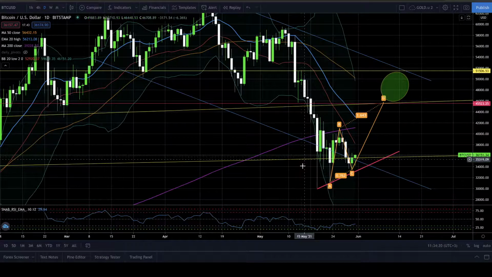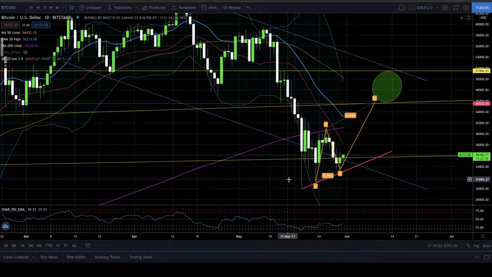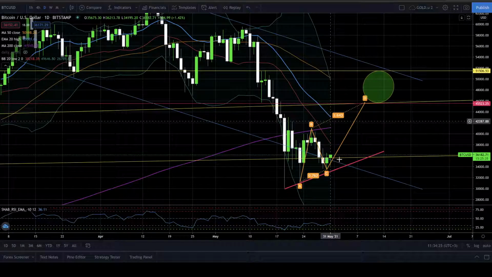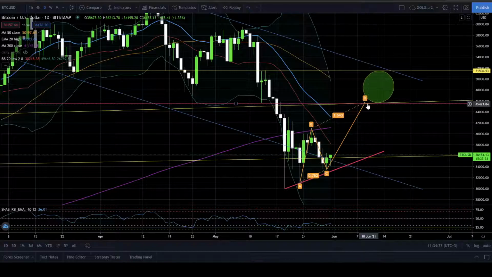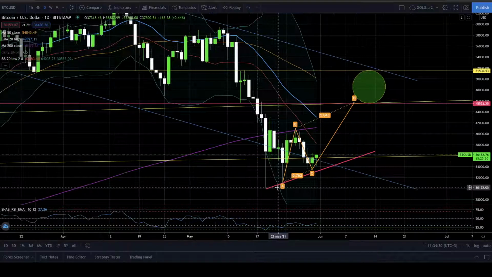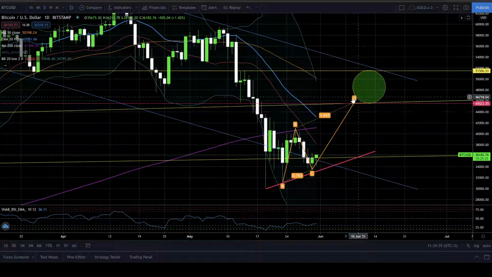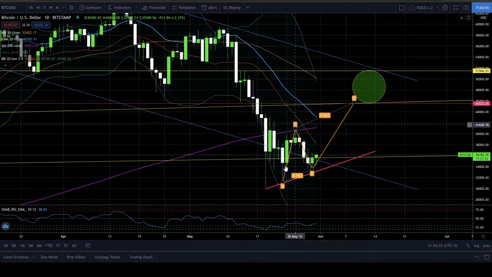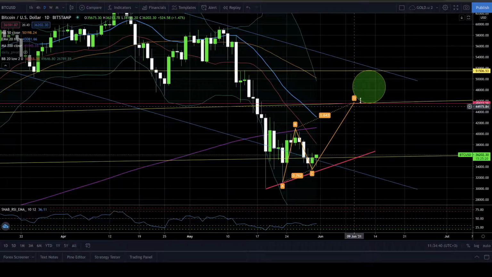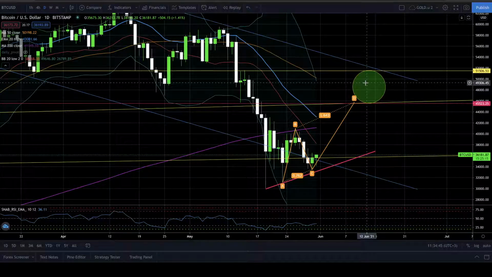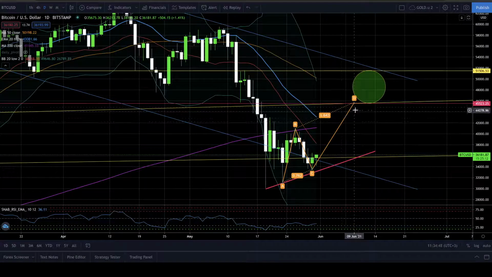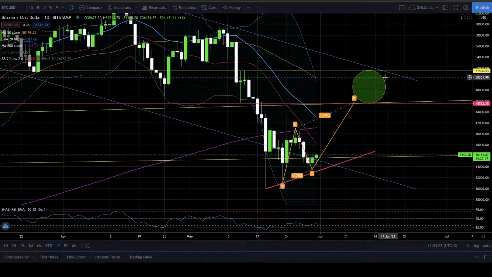So this is an AB equals CD pattern. Essentially, it just describes a zigzag, and the top of the D could be anywhere between the same length as AB or any Fibonacci extension of AB. So it could be 1.27 length of AB, could even be as high as 1.61. So that's the reason why I don't know the exact top of this dead cat bounce, and that's the reason why I always give a range.